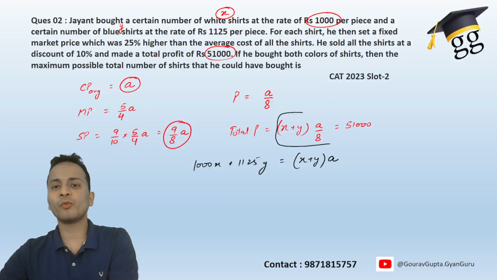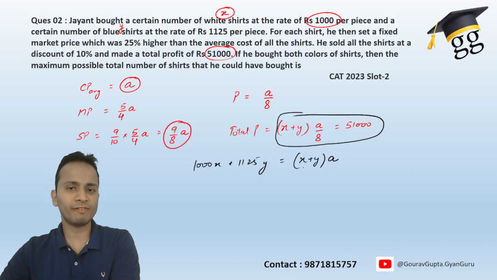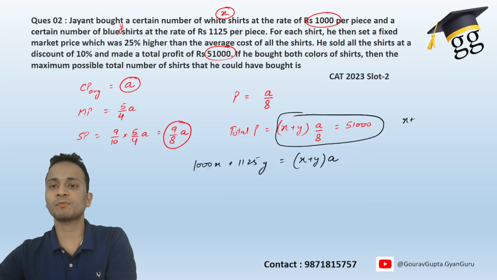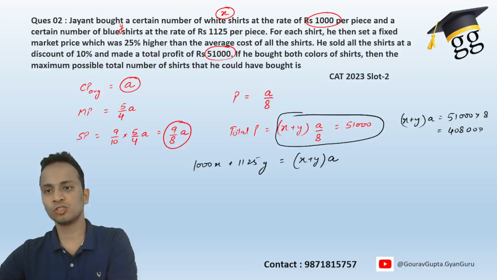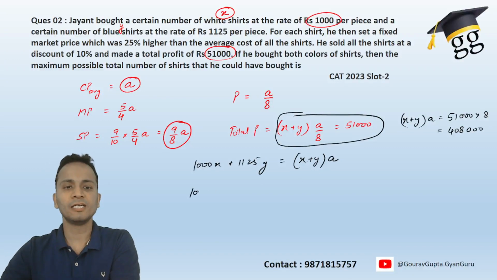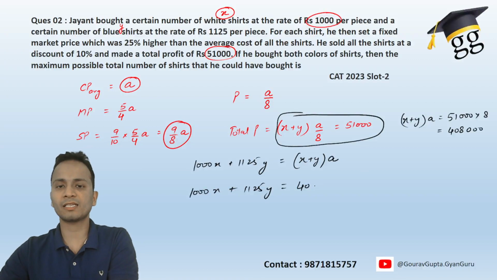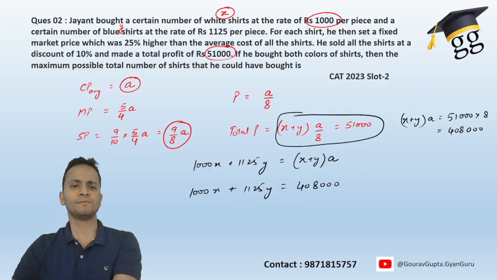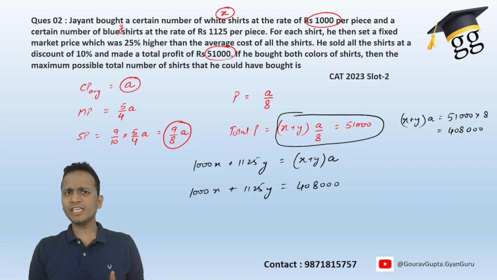Now from the above equation, I can substitute the value of x plus y multiplied by a, so x plus y multiplied by a will be equal to 51,000 multiplied by 8. So 51 multiplied by 8 will be 408,000. So I can say that 1000x plus 1125y is equal to 4,08,000. All right, now I have the equation.